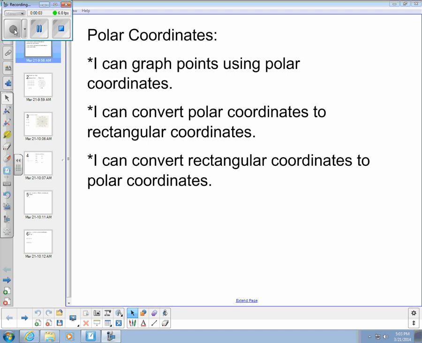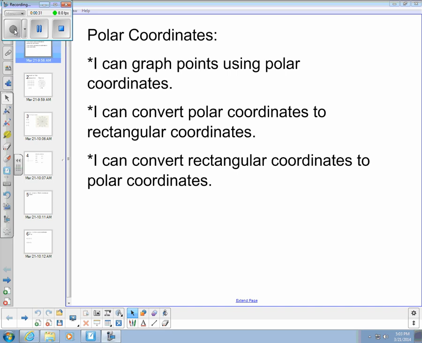In this video, we're going to discuss something called polar coordinates, which is a different way of graphing from what we're used to. What we're used to is using a Cartesian coordinate with x and y, and so we're going to talk about how to graph with polar coordinates. Our goals for this lesson are to graph points using polar coordinates and converting from polar coordinates to rectangular coordinates or from rectangular coordinates to polar coordinates.